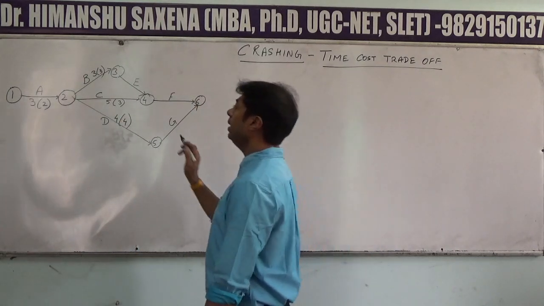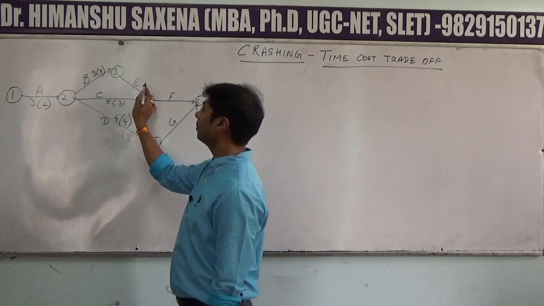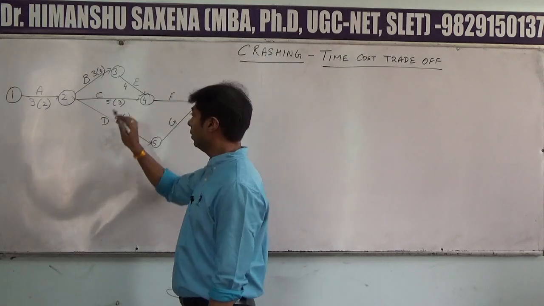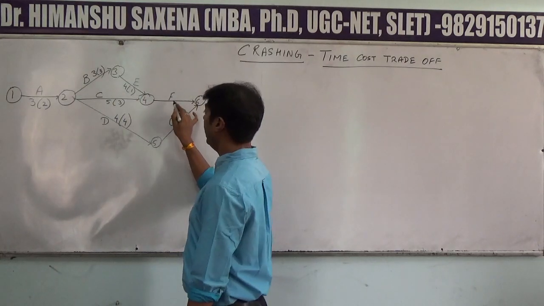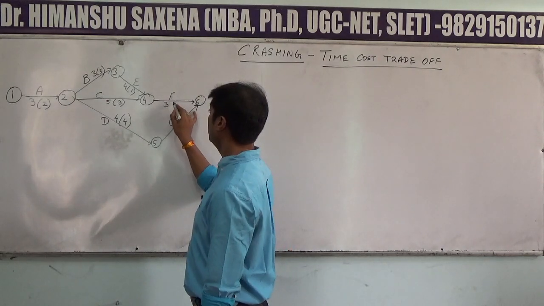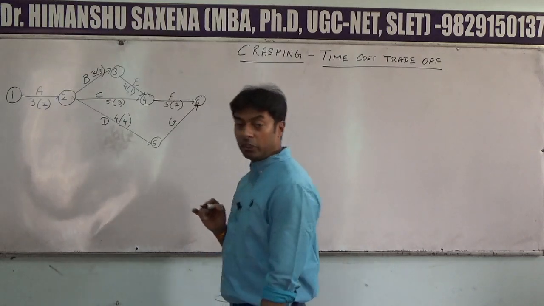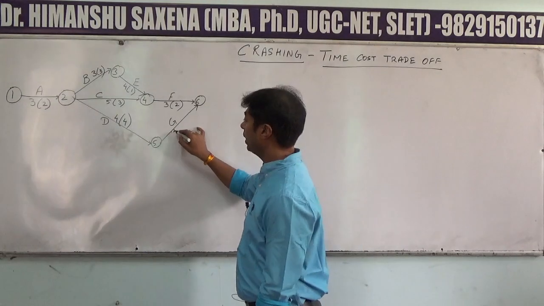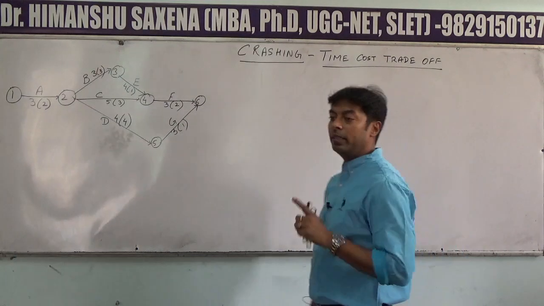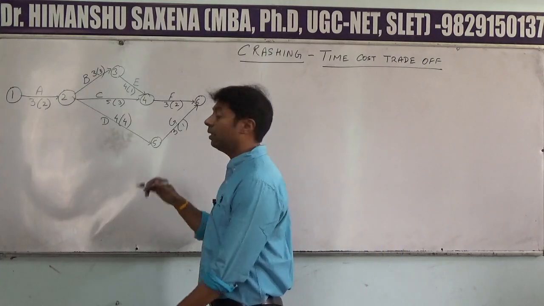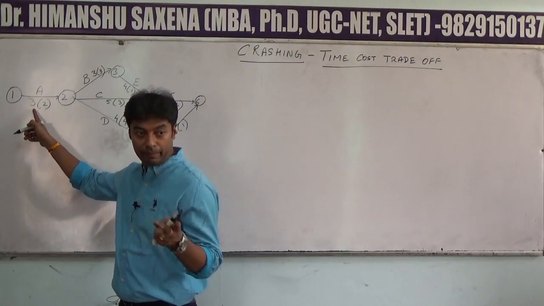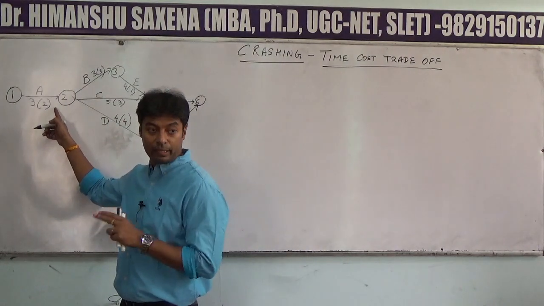Next, for activity E, what is the normal time of activity E? 4 weeks. And the crash time? 1 week. For activity F, what is the normal time? 3. And crash time? 2. For activity G, that is 3 normal time, and crash time? 1. So first we have to draw the network diagram. That is the base of PERT CPM crashing. Next, we have to place the normal time outside the bracket and crash time inside the bracket.